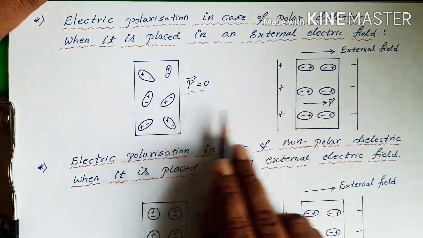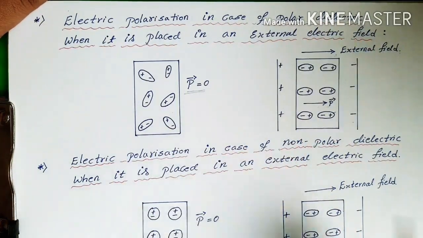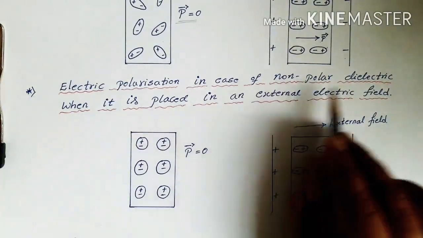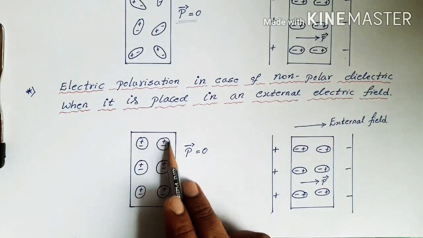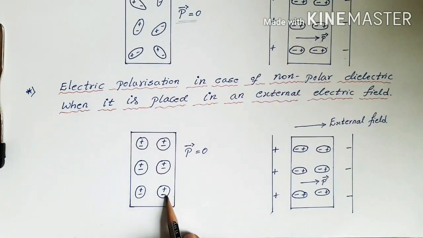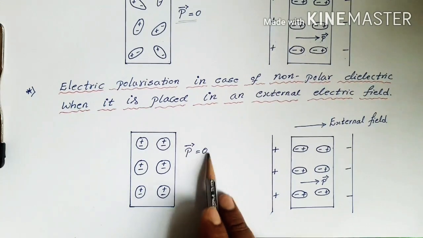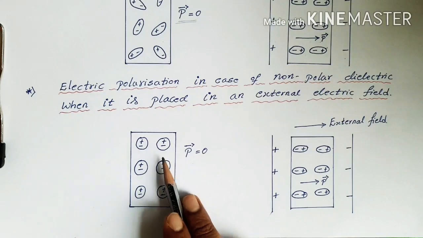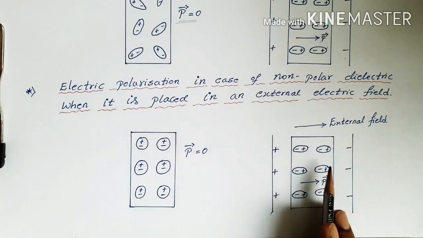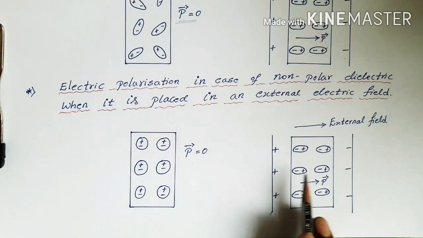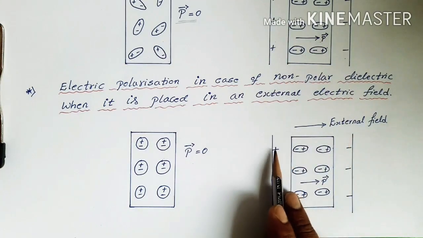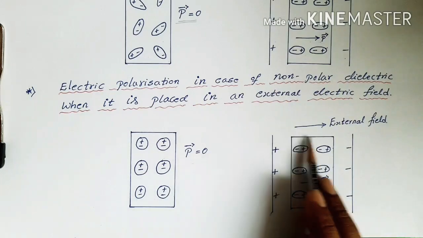The same changes we can also observe in non-polar dielectric material. In the case of non-polar dielectric material, non-polar means positive and negative charges coincide. It looks like a plus or minus. Here they are not separated, right? Here also the net dipole moment is 0. For non-polar molecules, the net dipole moment is 0. We know this fact. And when you place this dielectric material inside an external field, there is a positive charge plate and a negative charge plate, and because of these two, there is an external field directed from positive to negative. I am placing this dielectric material here.